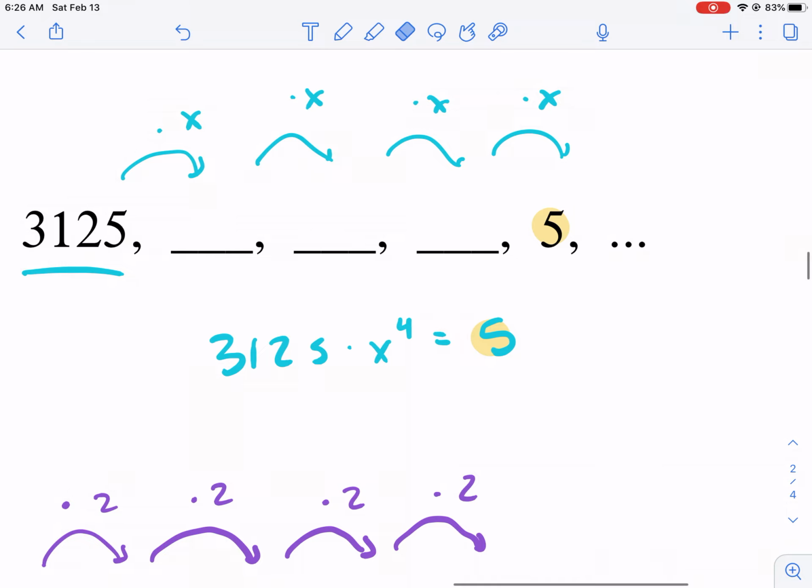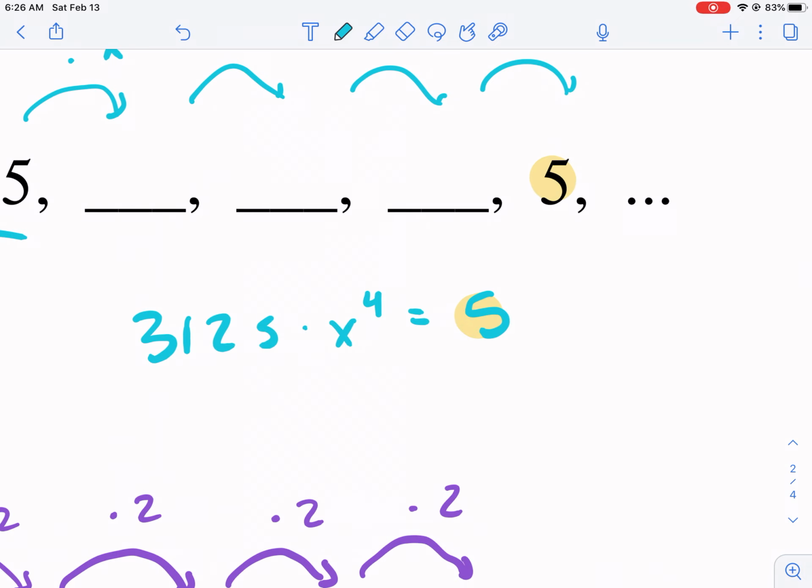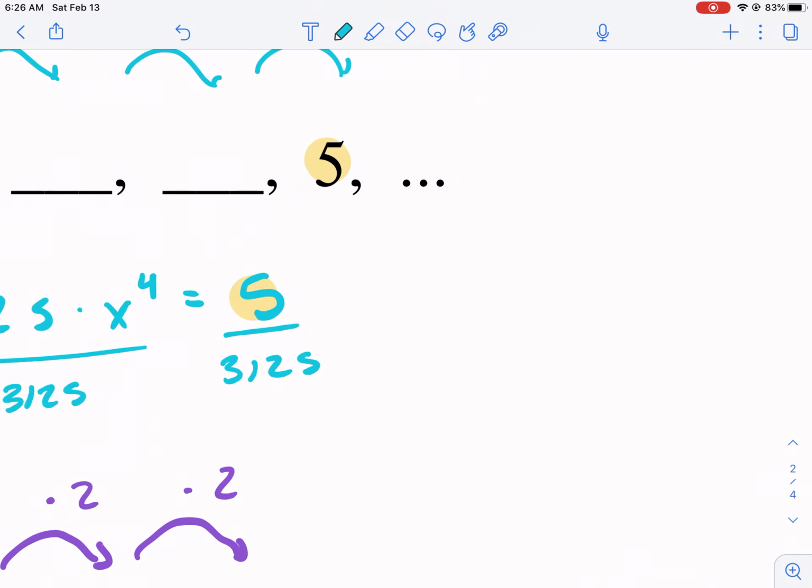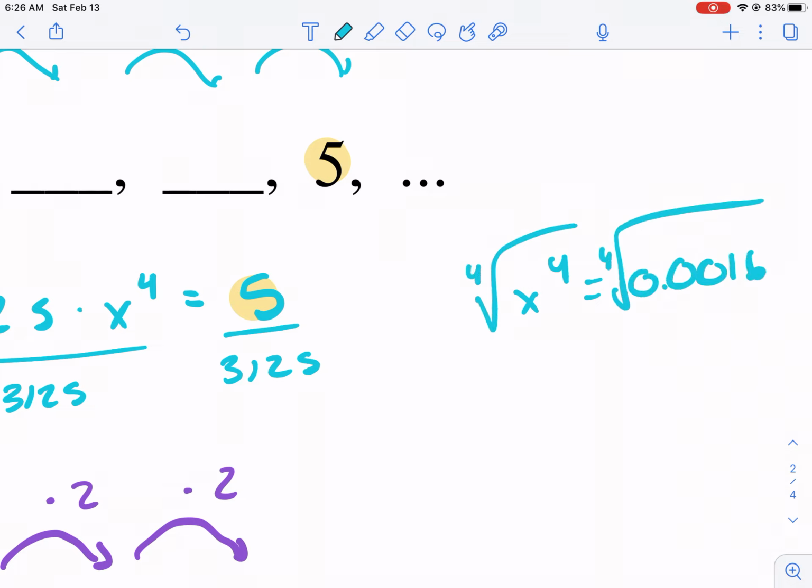But you can also think of it in terms of repeated division, which means the exponent would go in the denominator, okay? But let me just go ahead and simplify this one. So I do 5 divided by 3125 because I have to divide that from both sides, and I'm going to get a super small number. So 5 divided by 3125, and I get x to the 4th equals 0.0016, and I have to take the 4th root of that from both sides, so raise to the 0.25 power, and I get x equals 0.2.